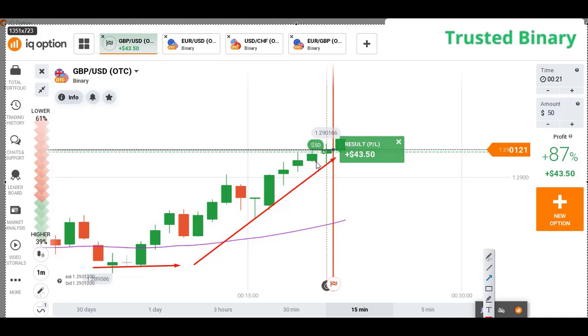very strong movement of buyers, and this is a spinning top candle, this is a spinning top candle, this is an inverted hammer candle. All these candles are a sign of continuation. So that's why I placed my trade in the higher direction, and this is my winning trade. So let's see another pair for the next opportunity.